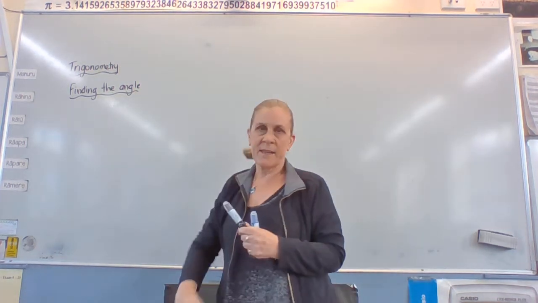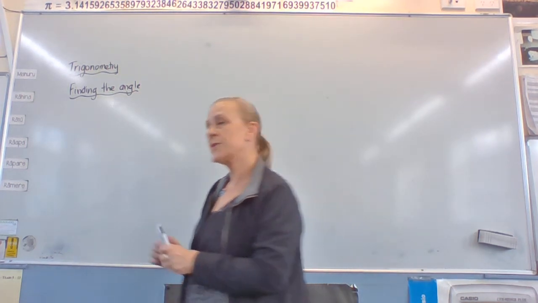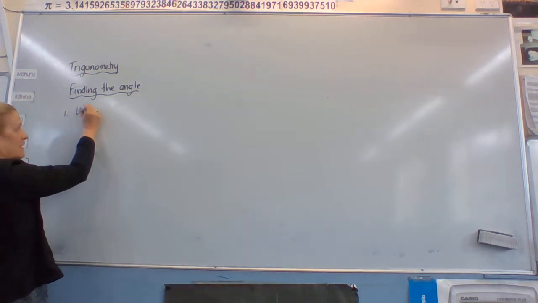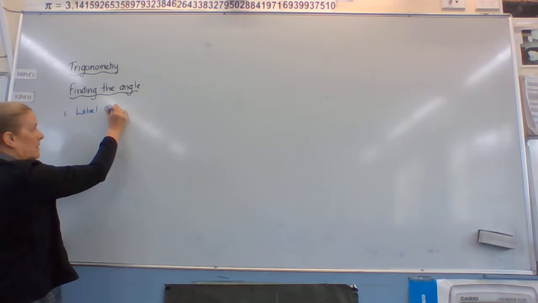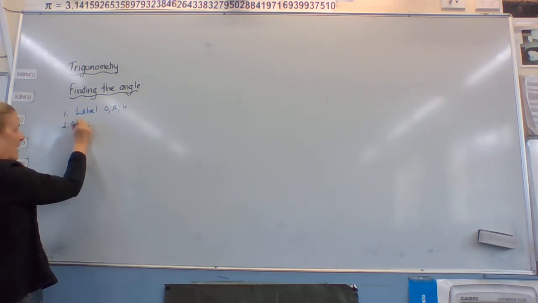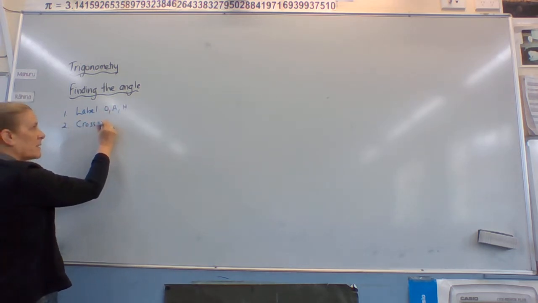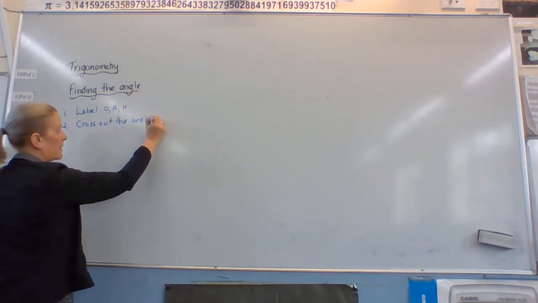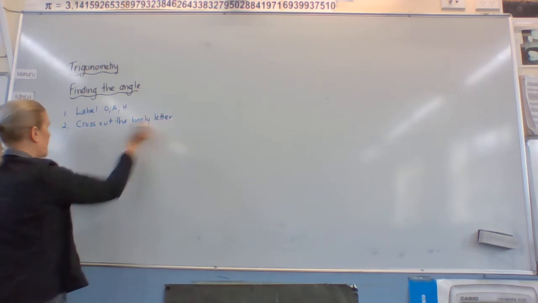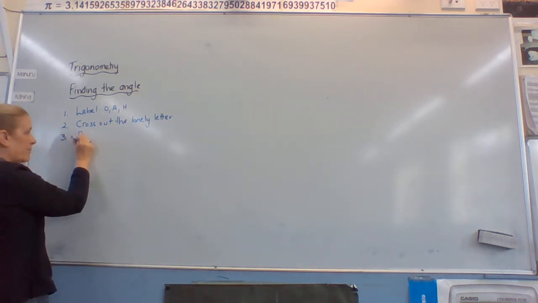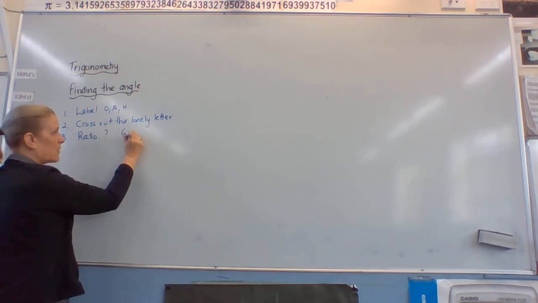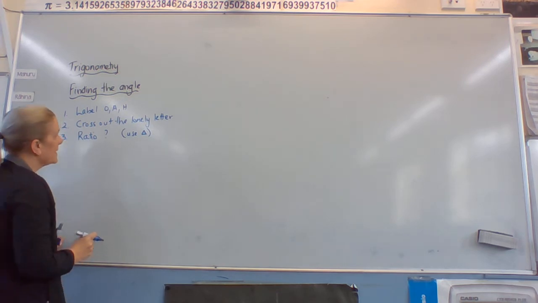For finding the angle, I have the same set of rules. So those rules, remember from the other one, was 1, label the sides. 2, cross out the lonely letter. 3, pick the ratio, and use the little triangle to figure out what you're doing next.